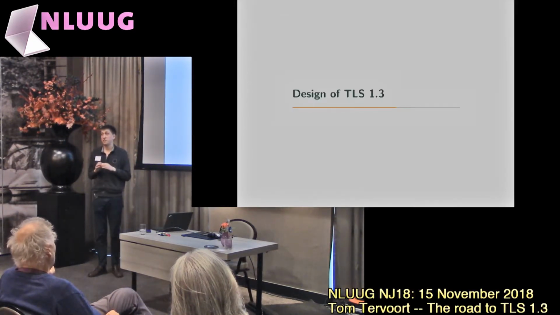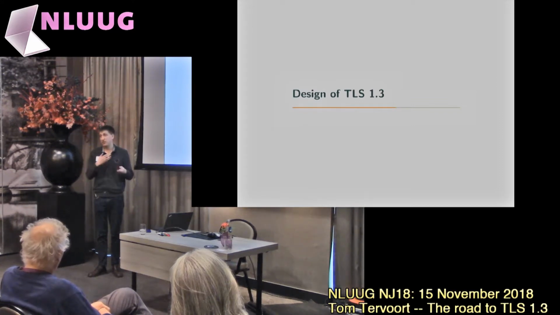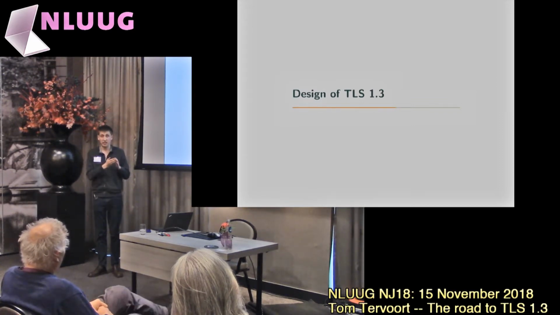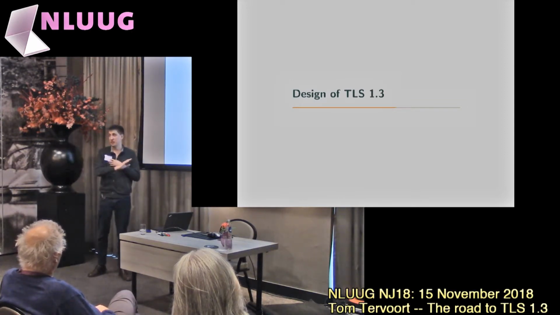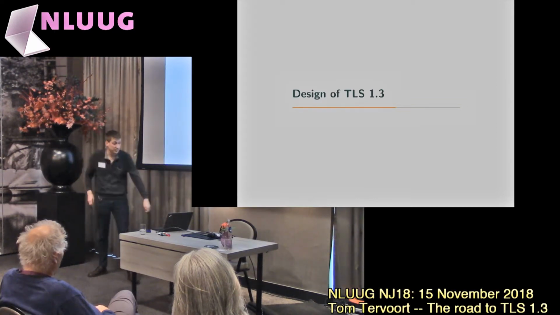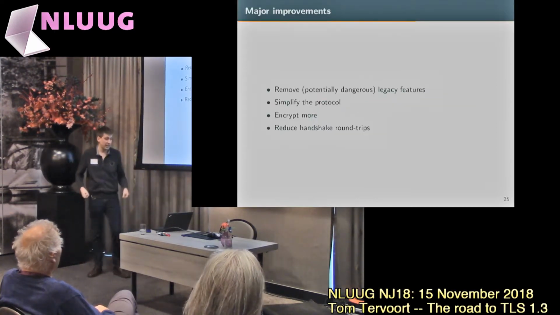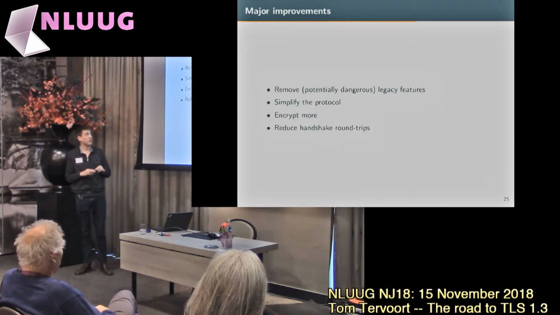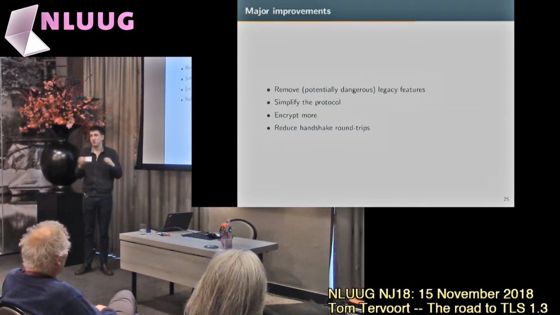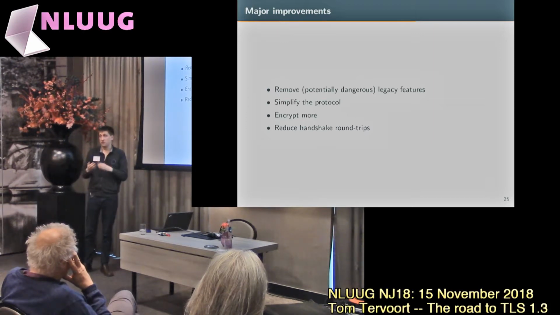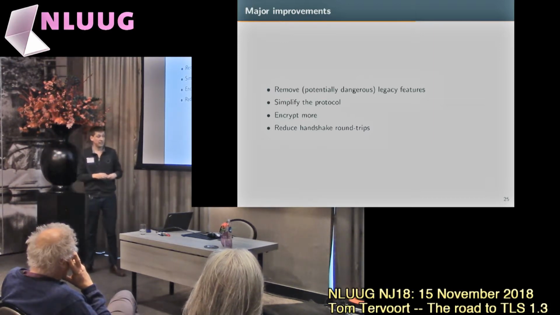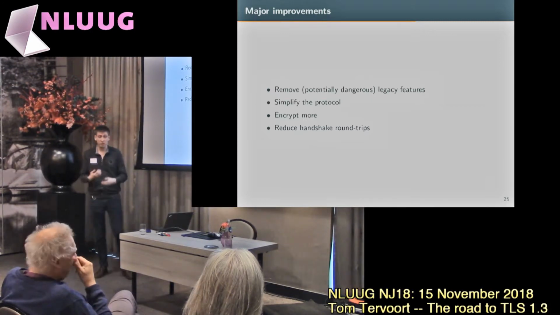So now we get to TLS 1.3. That tries to address many of the issues I mentioned before. So this is a pretty big overhaul of the protocol. The previous protocol updates added small changes, but here they basically changed some of the fundamentals. And the major improvements included are that a lot of legacy features that were either unnecessary, potentially dangerous, or just added more complexity are all removed. The protocol is simplified, more parts of the handshake are encrypted, and the amount of round trips is reduced to make the protocol more efficient.